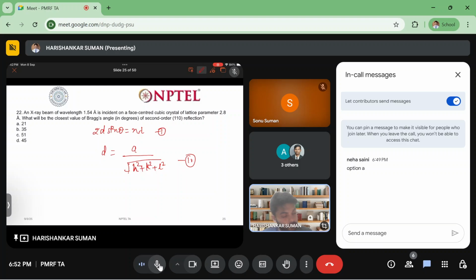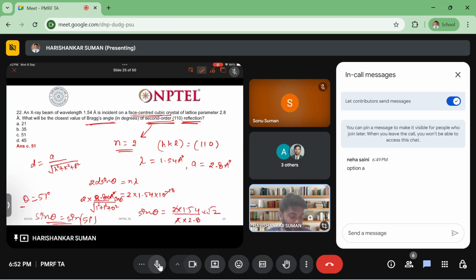Okay, so let me show you the answer. Here we can calculate with n equal to 2, hkl are given, and a is given to find theta. So the answer will be C. Please check the calculation.